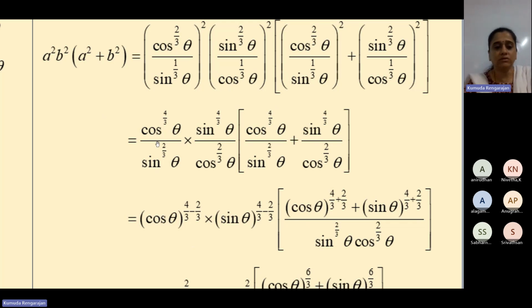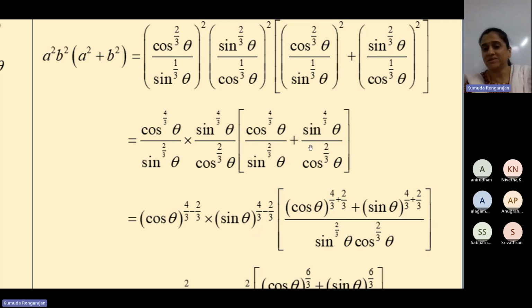Okay. All right. So here you can use the law of exponents, which says when bases are same and it's division, subtract the powers. Because there's a multiplication sign, right? So here, see, it's not addition, subtraction here. It's multiplication. So you have cos theta to the power 4 by 3 in the numerator, cos theta to the power 2 by 3 in the denominator. So when bases are same and it's division, subtract the powers. 4 by 3 minus 2 by 3. See here. Here again, sine theta to the power 4 by 3, sine theta to the power 2 by 3. Subtract the powers. 4 by 3 minus 2 by 3. All right?